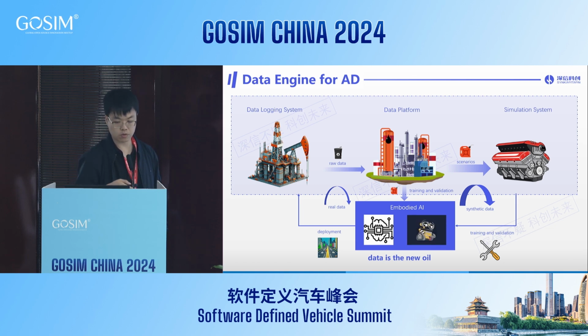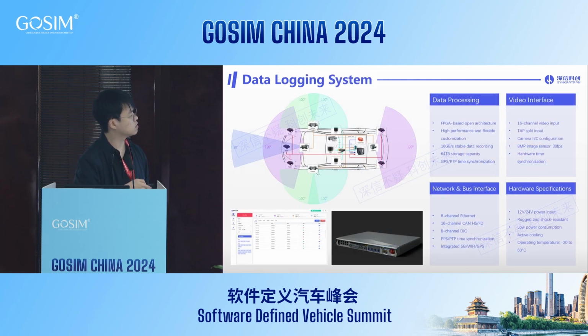Next up, I will go through some of the details for each of these systems. First one is the data logging system. Nowadays, a lot of the testing fleet, testing cars, are equipped with different kinds of sensors. For example, in this plot, I'm showing 7 cameras around the car and 3 lidars, one main lidar on top of the vehicle with 2 lidars on the side of the vehicle to cover a larger field of view.